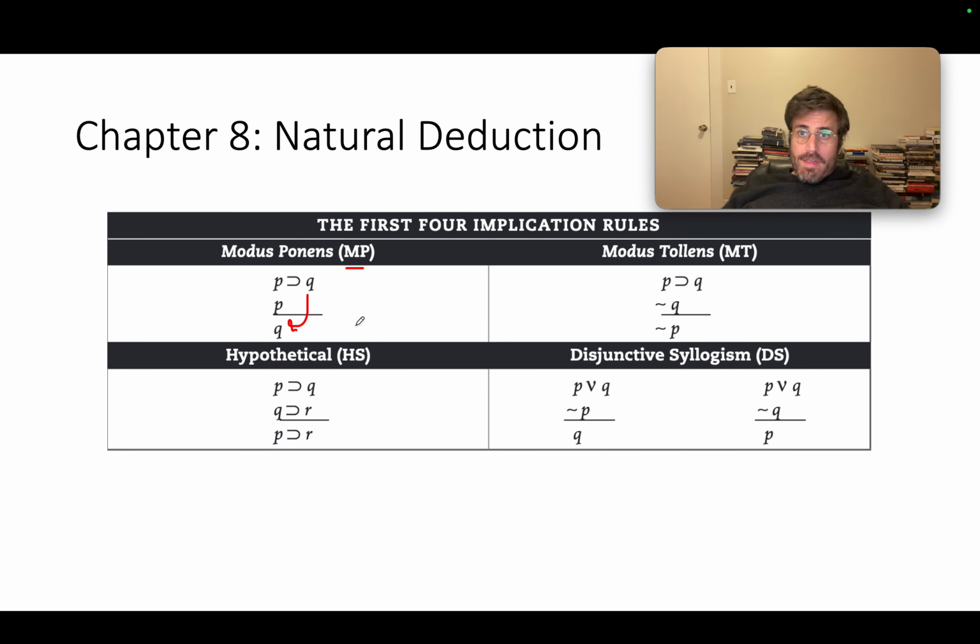Now watch out for the fallacy of affirming the consequent. It does not work the other way. So if we were to see Q affirmed in the second premise of the argument, we couldn't affirm P. That is not how modus ponens works.